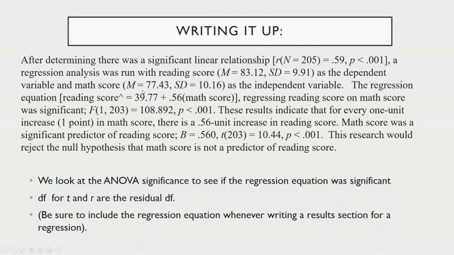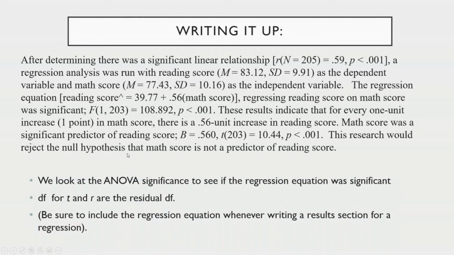And here's our regression equation. Our y hat, the value of our b naught, the value of our b1, and this is our x variable. And we're regressing y on x. We want to know if it's significant, so we're going to look at an ANOVA to see if it's significant. And the results did indicate that they were significant: for every 1 unit increase, or 1 point in math score, there's a 0.56 unit increase in reading score, and math score was a significant predictor of the reading score. And in this, we're going to look at a t-test of our beta for our math score.